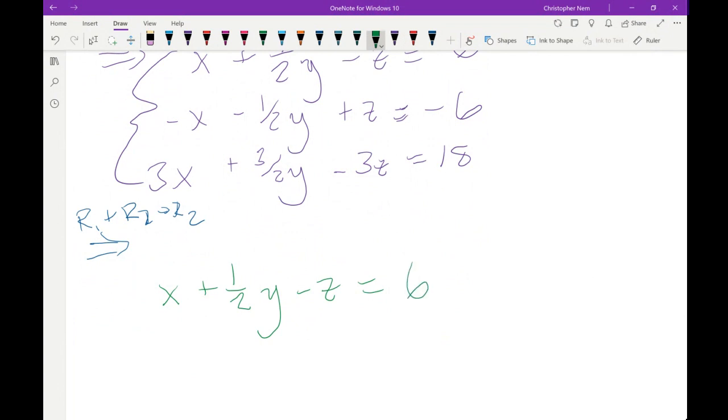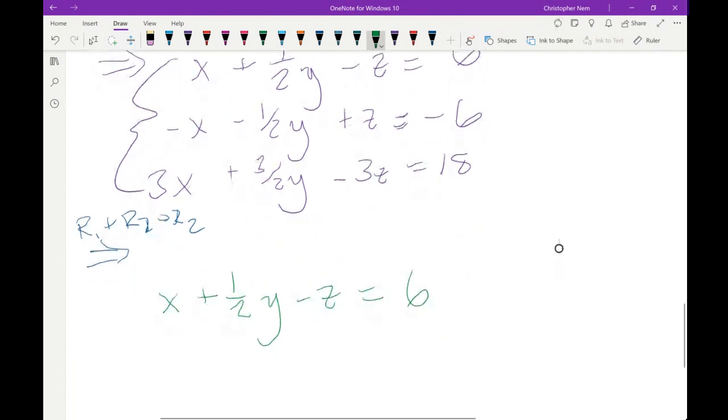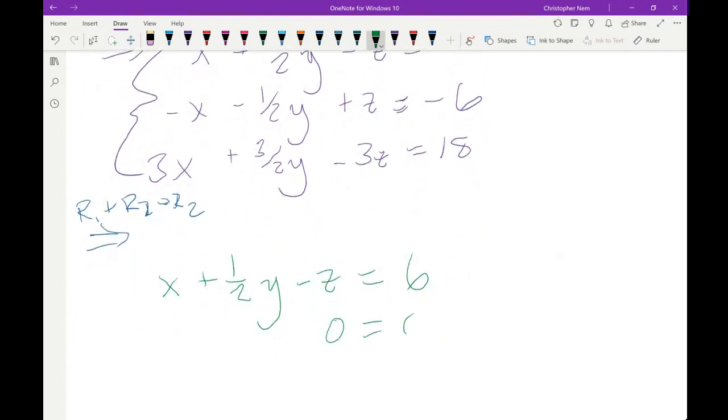Now if I add these together, I get 0. The x's are canceled out. The y's are also canceled out. The z's are actually canceled out. So I get 0 equals 0. And I get 3x plus 3 halves y minus 3z equals 18.